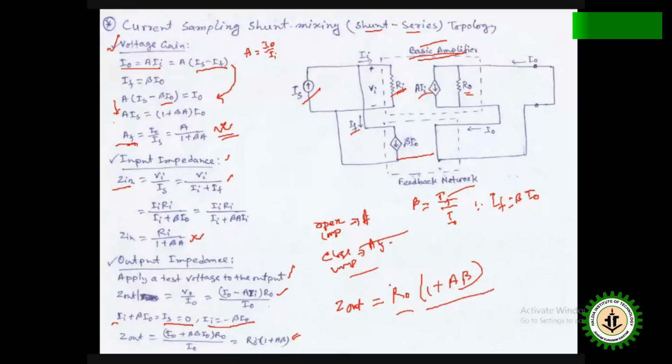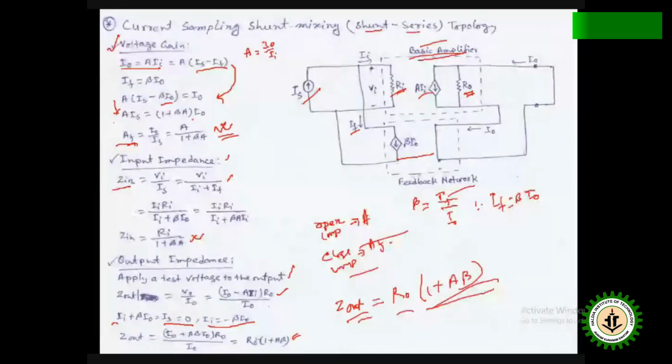So output impedance is increased compared to the basic amplifier, because in case of the basic amplifier, the output impedance is R naught. In case of the feedback amplifier, output impedance is equal to R naught multiplied with the factor 1 plus A beta. So this is the output impedance for the current sampling and shunt mixing. So we see here that this topology is nothing but a negative feedback amplifier.